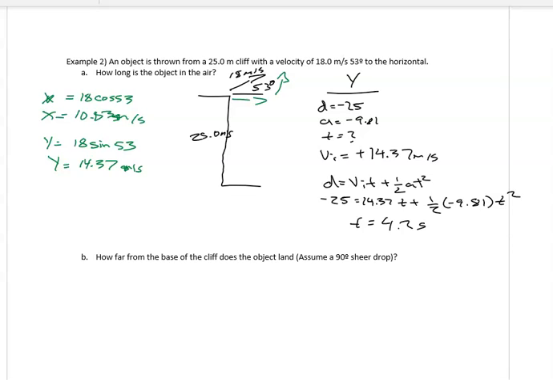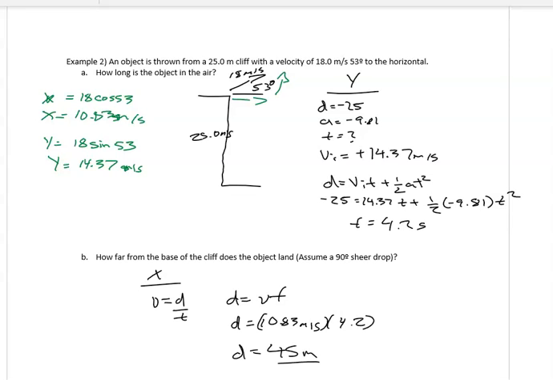The second part is to figure out how far from the base. That's the x portion of all of this, and v is equal to d over t, or d is equal to v times t. We know that velocity is 10.83 meters per second, and the time we've calculated to be 4.2 seconds, and so that overall range is going to be 45 meters to 2 digits. So this is going up and down with a range of 45 meters.